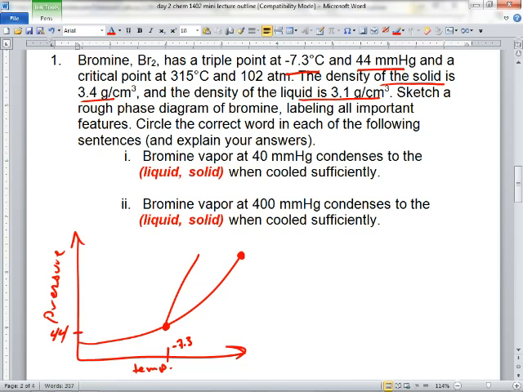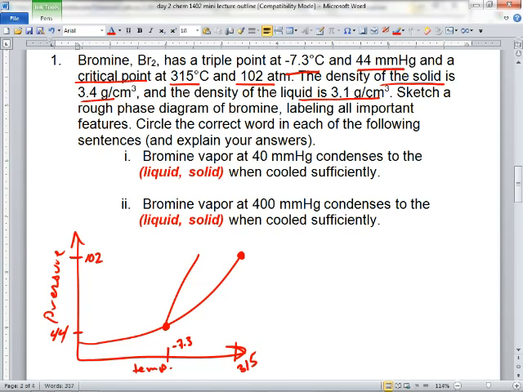Okay, where am I here? Oh, the other one. 102. That's the critical point. So where do I put the 315? Yeah, find this one and go straight down. There's the 315. And the pressure was 102. So go straight across. 102. So I guess that's enough information to answer the rest of it. Let's find out.